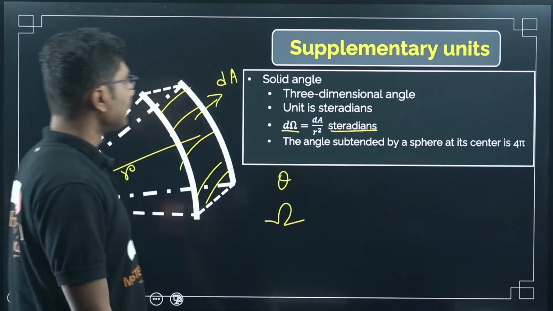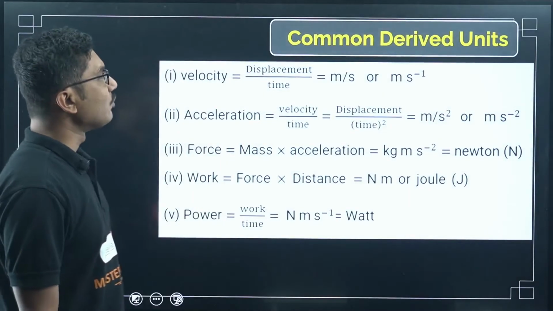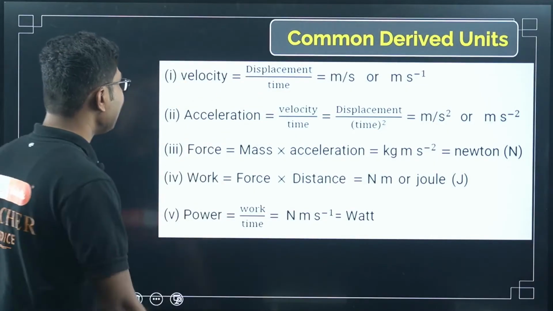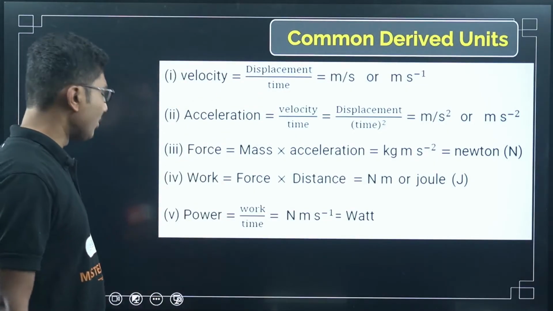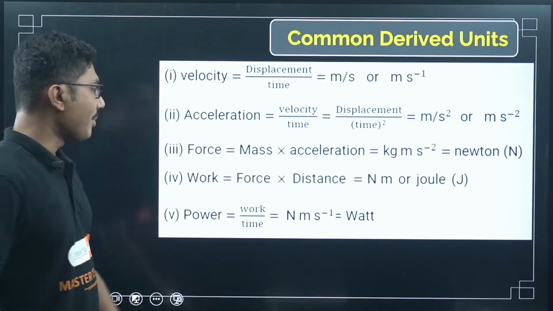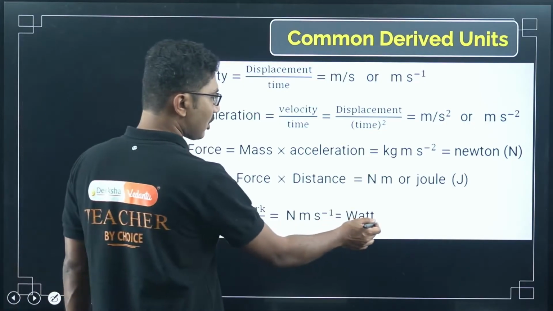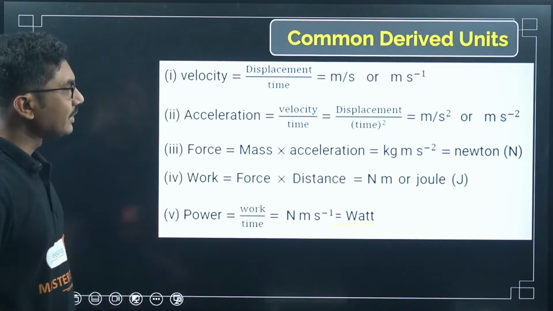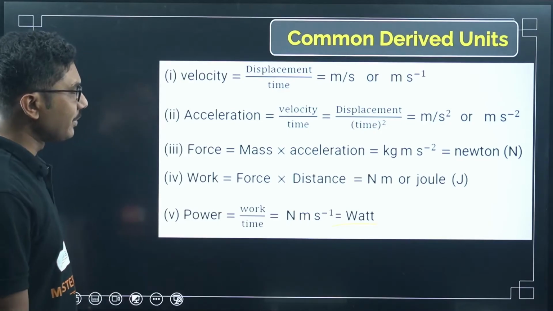Okay, now let's move on. There are a few common derived units: velocity, acceleration, force, work, power. Power is work per time, so the common unit is watt. These are just common units you should be familiar with.